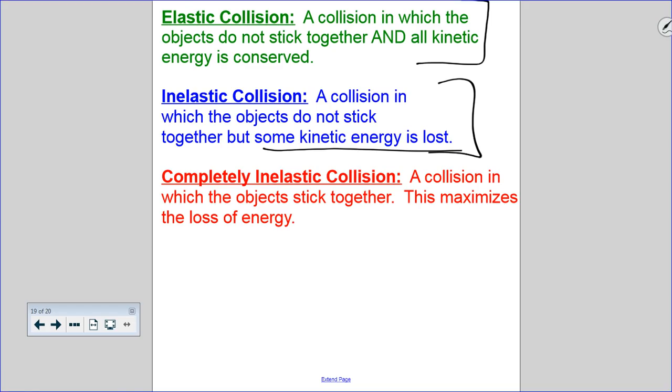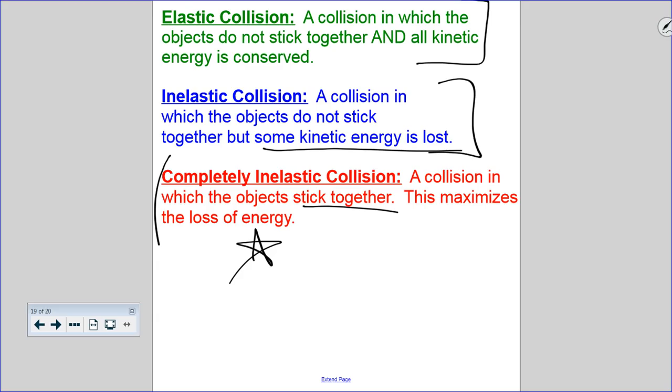Finally, it is possible for the objects to stick together, and in that case, this is what's called a completely inelastic collision. It's a collision where the objects stick together, so they have the same final velocity. And it turns out that this is the most kinetic energy you can lose, in the case of a completely inelastic collision. So let's do one of those examples.